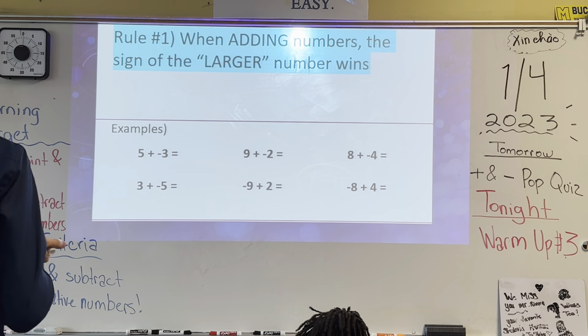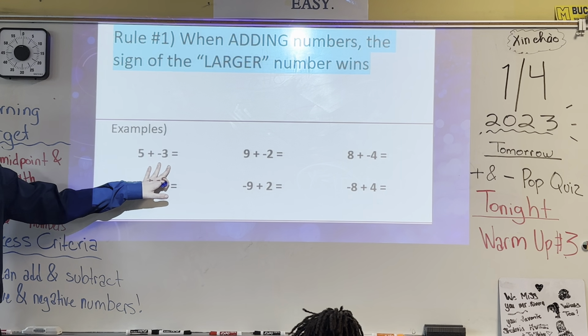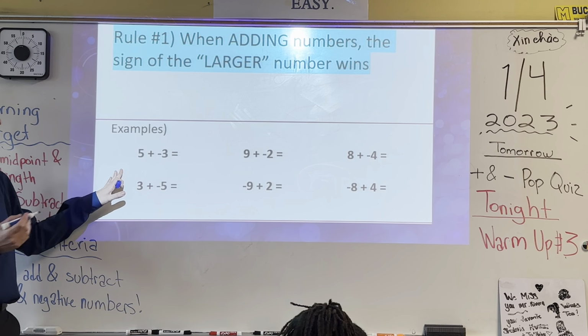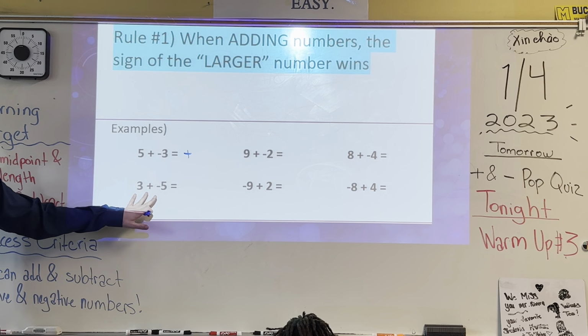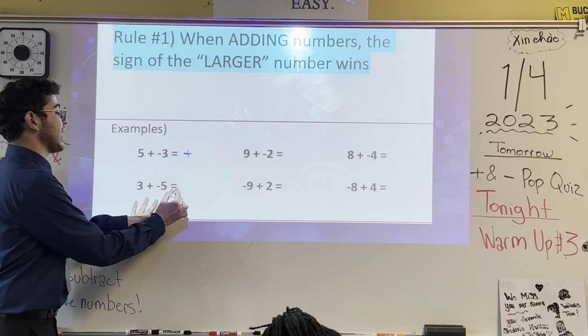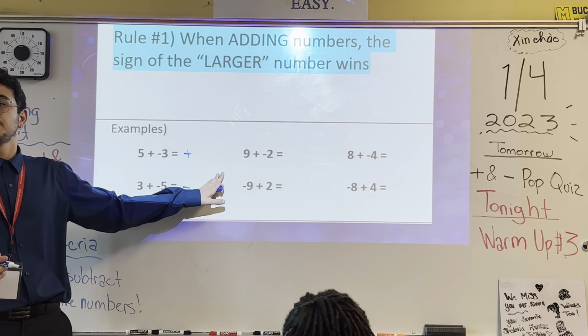So, without even doing any math, I have positive 5 and negative 3. Which one's bigger, the positive or the negative? Positive. Great, let's go ahead and shout them all out. Positive 3 and negative 5, which one's bigger? Negative wins. Positive 9 plus negative 2, which one wins?